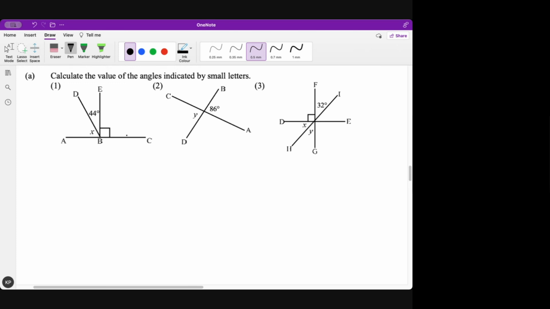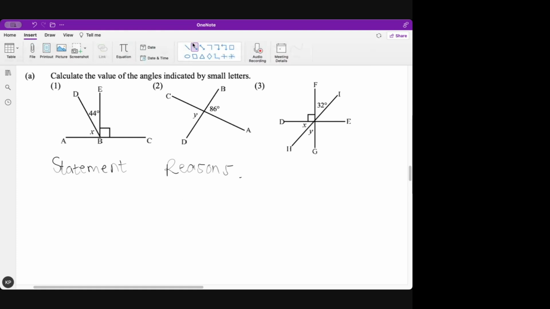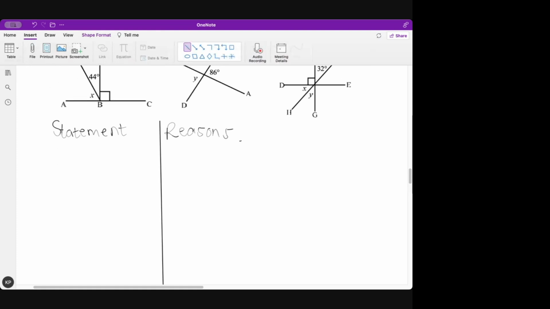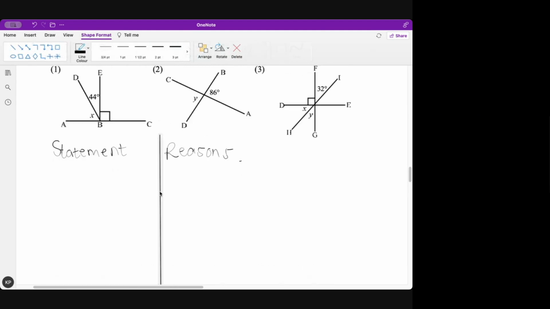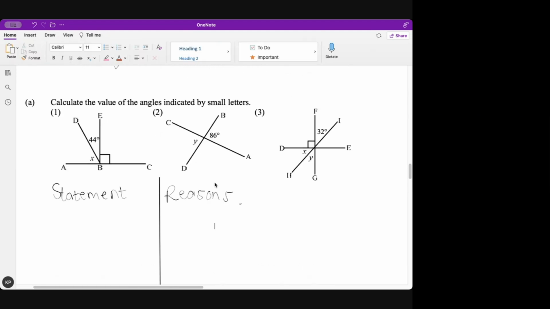Now, we know these are straight lines, okay? So we're going to do statement. And whoever wasn't here in the previous class, I did speak about different reasons that we can use. So if you weren't here in the previous class, please go and check those reasons. I'm just going to do this so that it looks neat. There we go. Let's go.